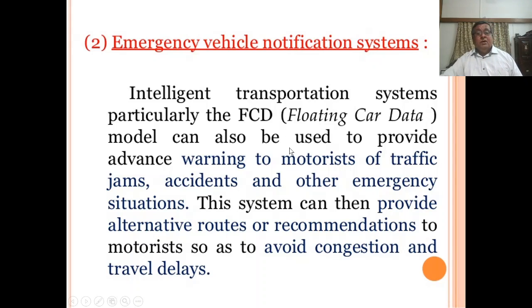Emergency vehicle notification. Intelligent transportation systems, particularly the FCD floating car data model, can also be used to provide advance warning to motorists of traffic jams, accidents and other emergency situations. This system can provide alternative routes or recommendations to motorists so as to avoid congestion and travel delays. Warnings are given to motorists regarding traffic jams, accidents or other emergency situations beforehand.